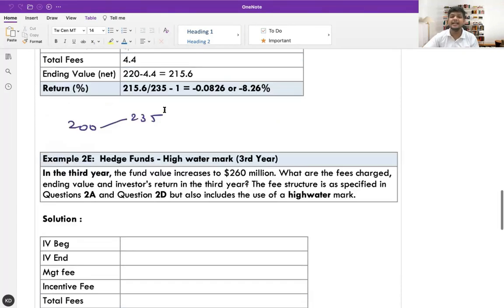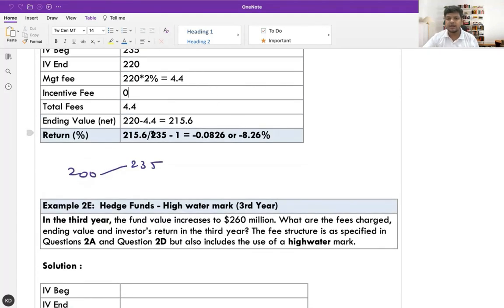Now, in the second year, we got this. How much is the ending value in the second year? 215.6. So can I say dropped to 215.6? So the high watermark is 235. That's the highest value till date. Yes. Clear? Yes. And we'll keep that in mind.